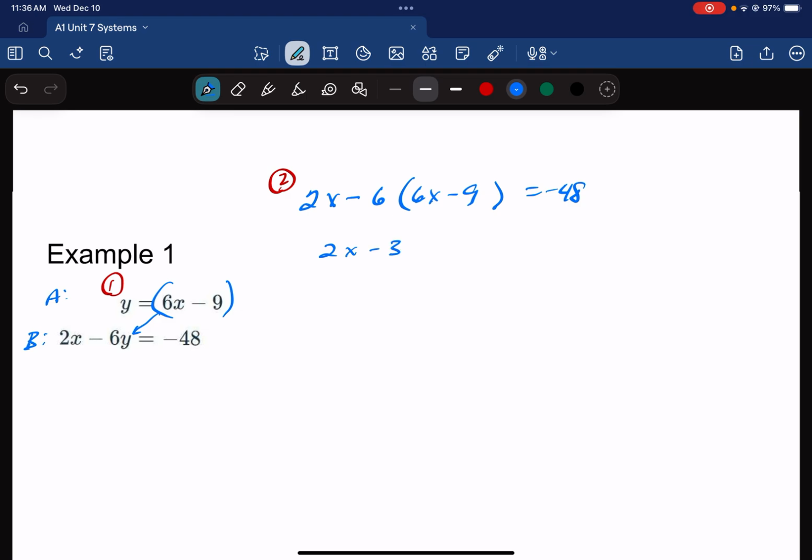So minus 36x plus 54. And then 2x minus 36x is negative 34x. I'll subtract 54.